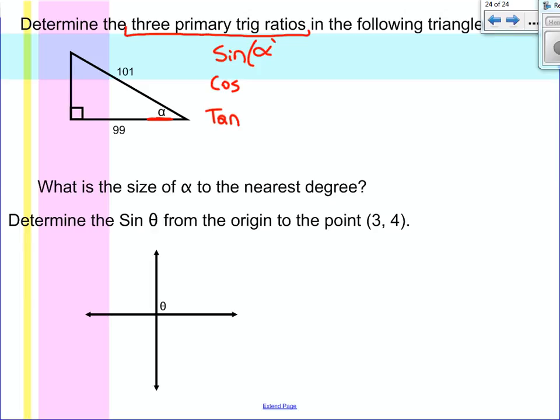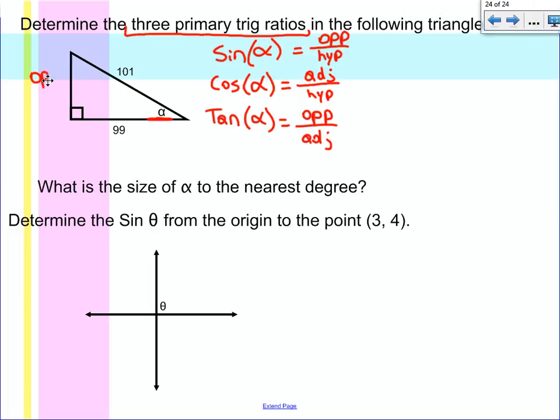The sine ratio is equal to opposite over hypotenuse. Cos is adjacent over hypotenuse. And the tangent is opposite divided by adjacent. And they want you to write those three ratios out. So instead of saying opposite over hypotenuse, they want you to actually use the numbers from the triangle. So our opposite is over here, our adjacent is down here, and our hypotenuse is up here.